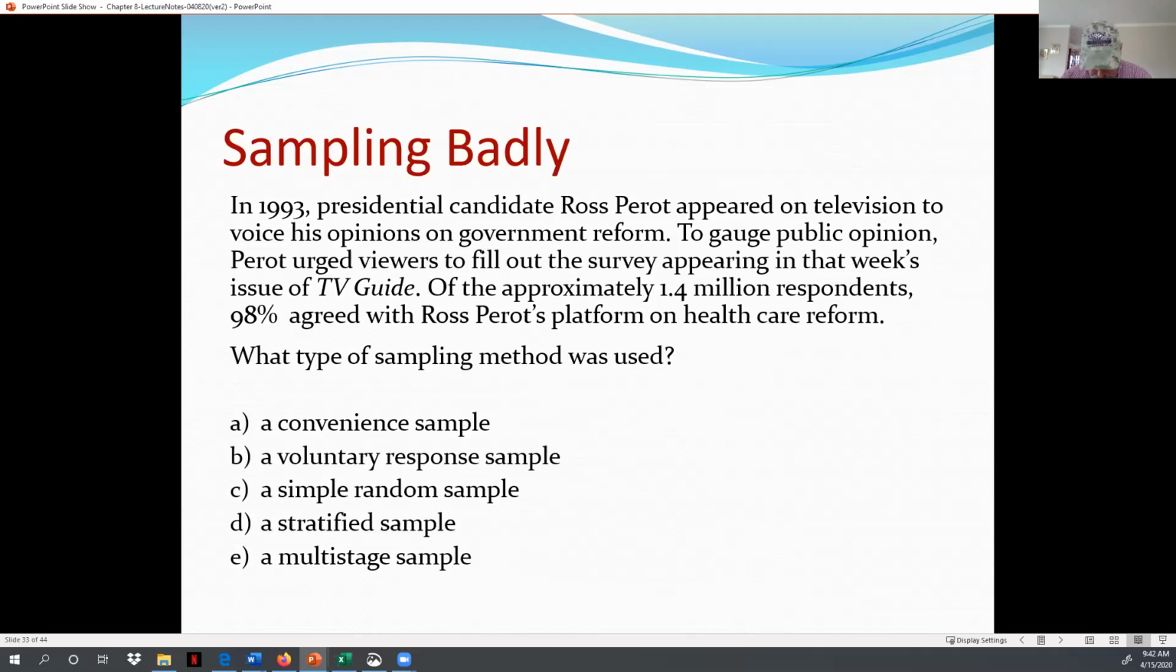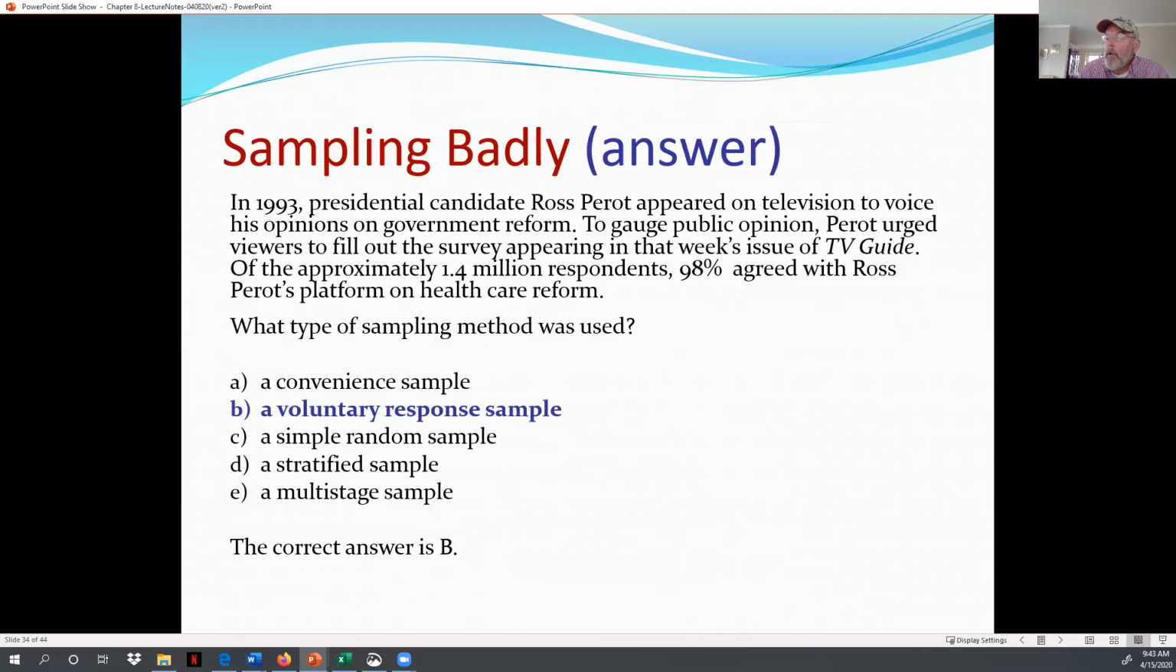What do you think? B. Well, it can't be simple random. It can't be stratified. It's probably not multiple staged. So the person that had the TV Guide in his home was the volunteer that goes along with the voluntary response sample, right?